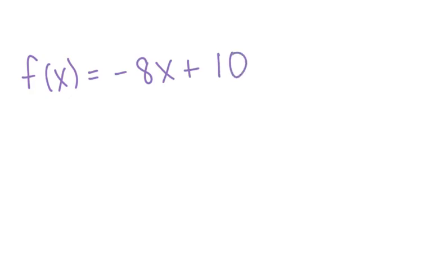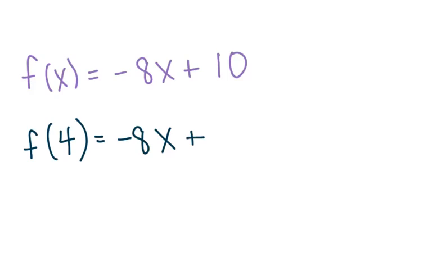Okay, so let's try another example. Let's say I give you the function f of x equals negative 8x plus 10. And the question you're going to be asked is to find f of 4. Okay, so let's set this up. Everything is going to remain the exact way you see above. The only difference is that instead of an x, we now have a 4. And we're going to make sure to put parentheses around it.